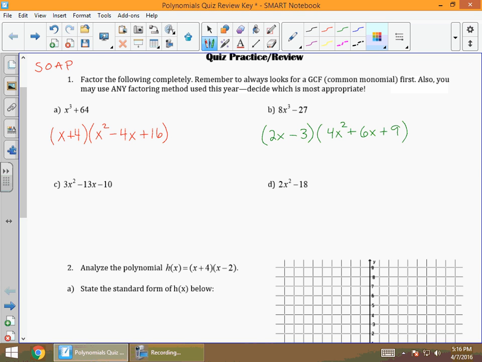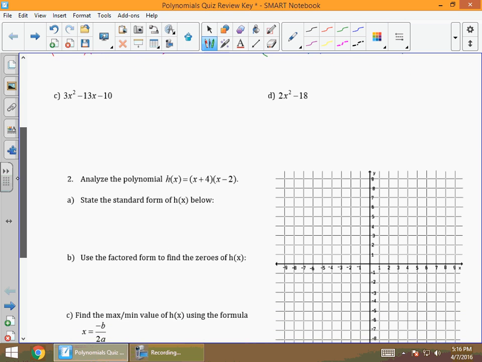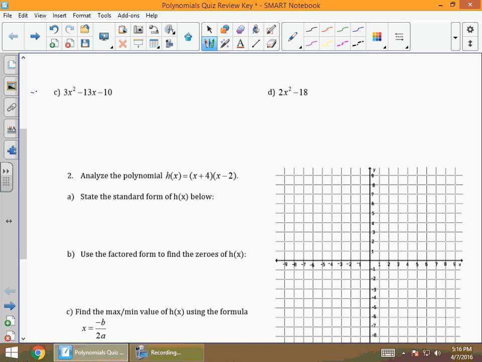Taking a look at C. C is a trinomial, so it's not going to be one of my special cases here. So I'm going to use the airplane method. A times C is the key. 3 times negative 10 is negative 30. And I think of things that would multiply to give me 30: 1 and 30, 2 and 15, 3 and 10, 5 and 6. My middle term is negative, so my big numbers are all going to get a negative. And I'm looking for a pair that when I add them together add up to negative 13.